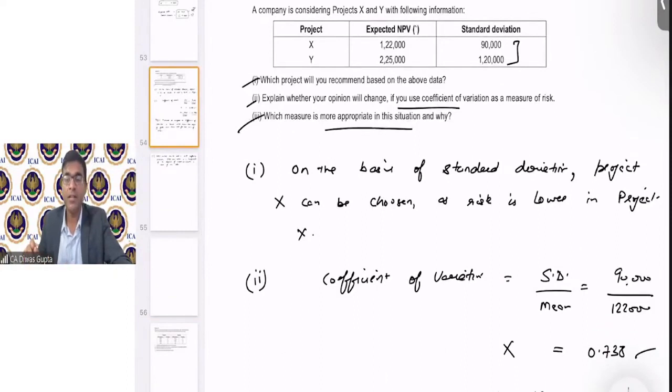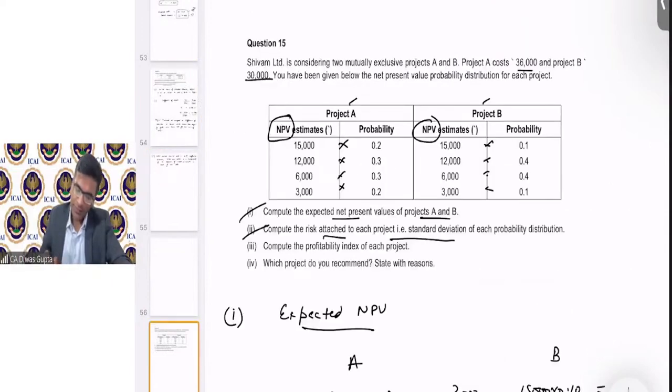Yes, so question number 14. See, finally, we have gone with project Y because in absolute terms expected NPV is highest. So you have to analyze it that if project X is giving you 1,22,000, but project Y is giving you 2,25,000, don't you think project Y is more EPS accretive, will contribute more to the wealth of the shareholders? Hence, finally, we have gone with project Y. Okay. After all our analysis on, let's say, standard deviation, coefficient of variation, we have chosen project Y.